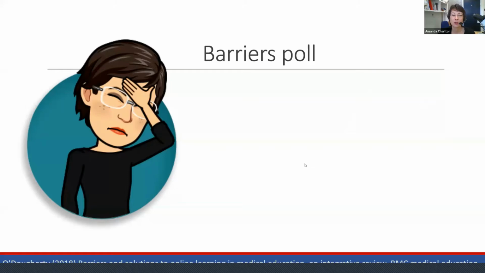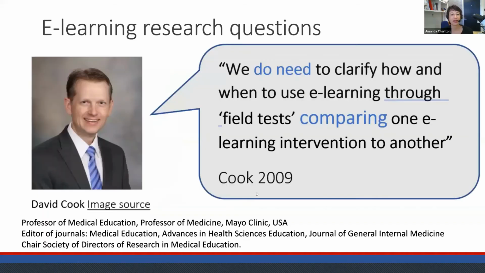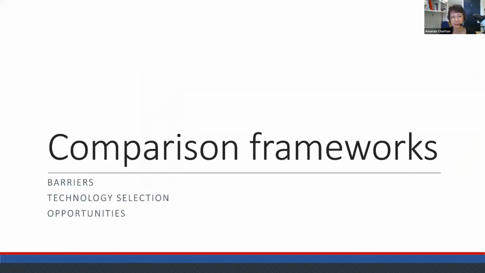When I did this comparison, I wanted to look into these 4 areas. Because I was having problems, I looked to a higher authority. This is Professor David Cook, Professor of Medical Education at the Mayo Clinic. I figure he should know a few things. He said, we don't need to clarify how and when to use e-learning. I'd already figured this out, it was going to be good. But we do need to clarify through e-learning field tests comparing one e-learning intervention to another. So if he says we need to do comparisons, I reckon he's got a point. So that's what I set upon doing during the next 3 years.